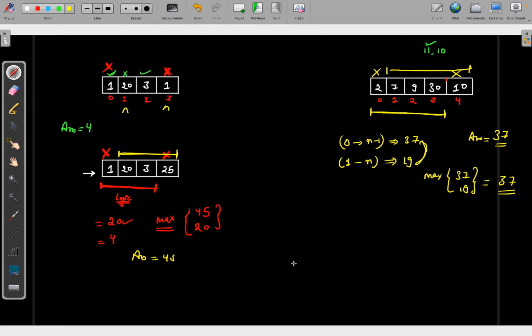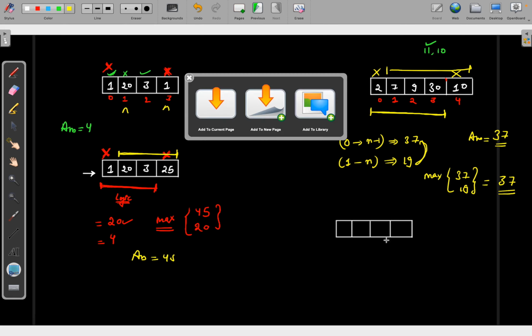Now we can apply the same logic in any of the approaches. Let's take this case of 232 that we have there. Let me create a size of 232.